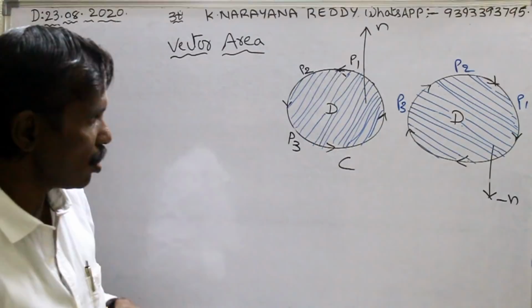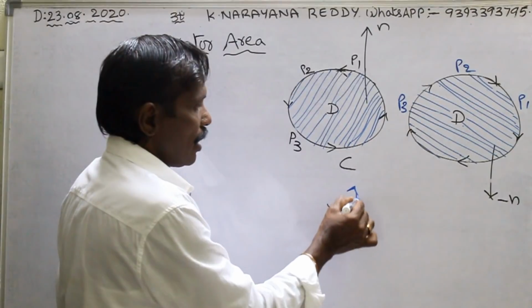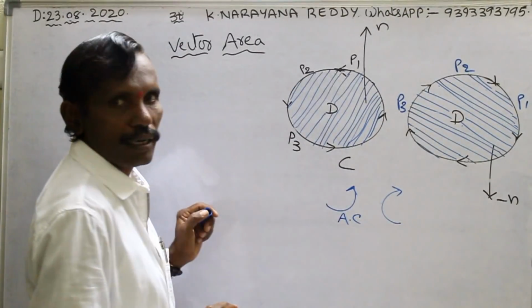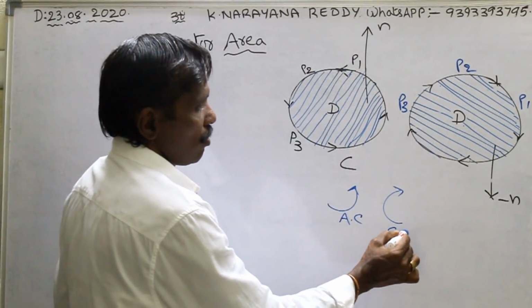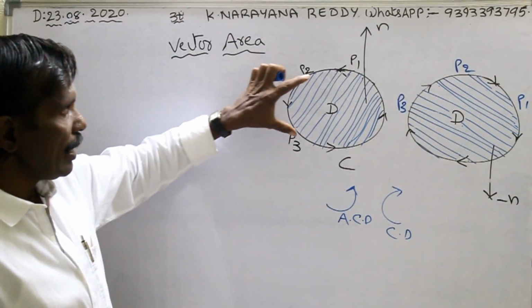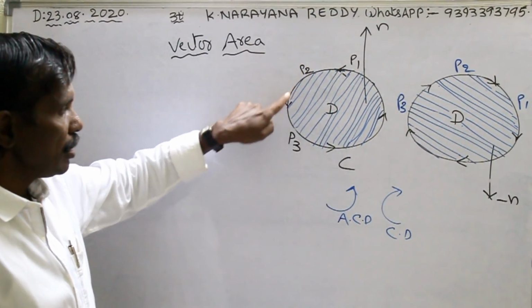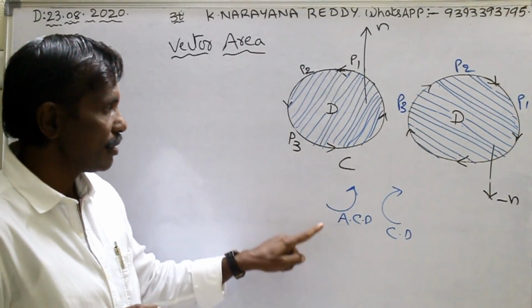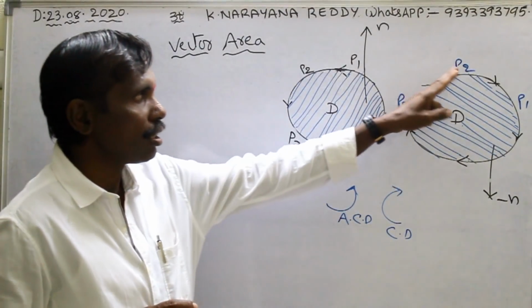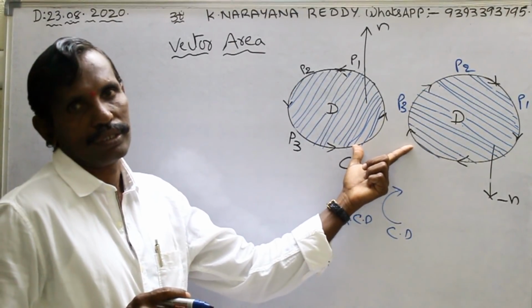direction. You know what is clockwise and what is anti-clockwise? This is anti-clockwise direction. This is clockwise direction. So here the points are moving along the curve in the anti-clockwise direction. But here the points are moving along the curve in the clockwise direction. That is the difference between these two closed curves.